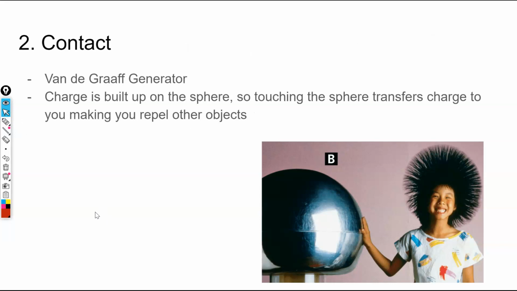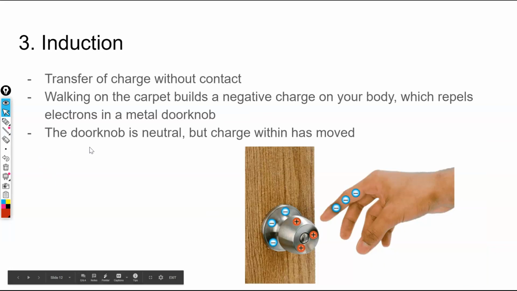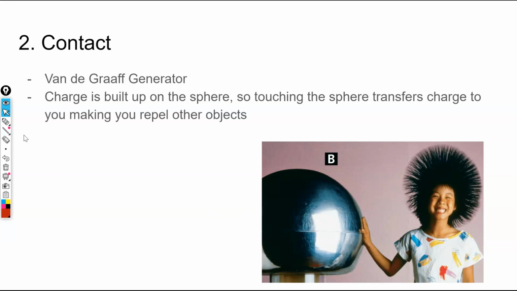The second way is by contact, and a good example of this is a Van de Graaff generator, which I wish we had one that you could actually look at. What it does is charge is built up in this sphere, and when you touch this sphere, the charge transfers from the sphere to yourself, making you repel other objects. Once the charge transfers from the sphere to your hand to your body, you actually hold a charge now, which allows you to repel other objects, and that's why your hair stands up so crazy like that.